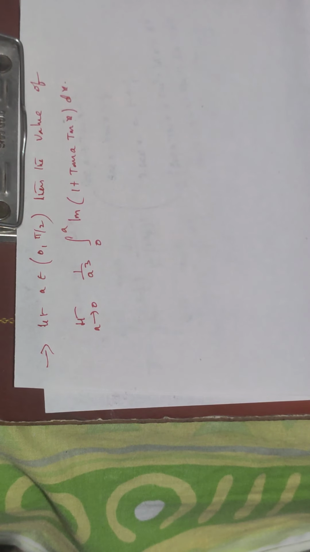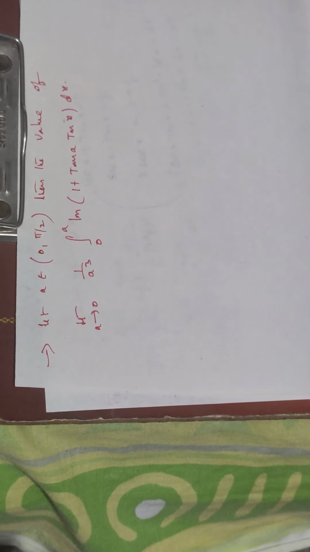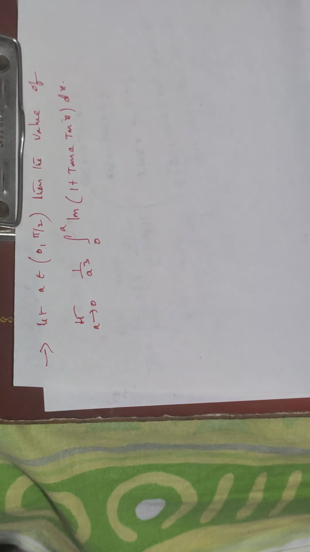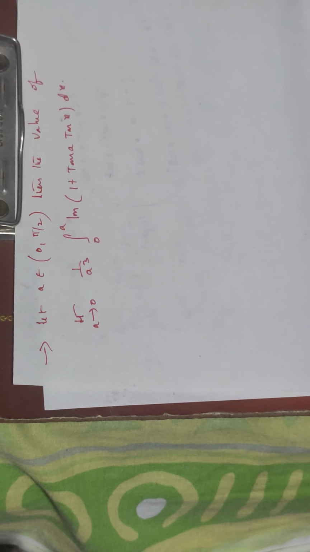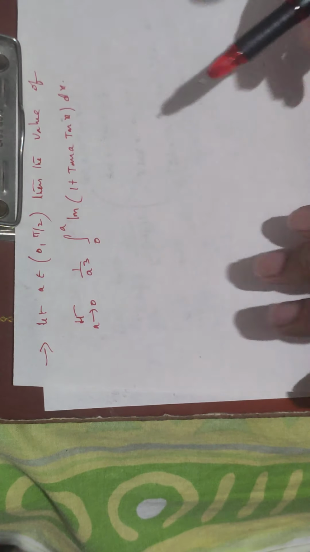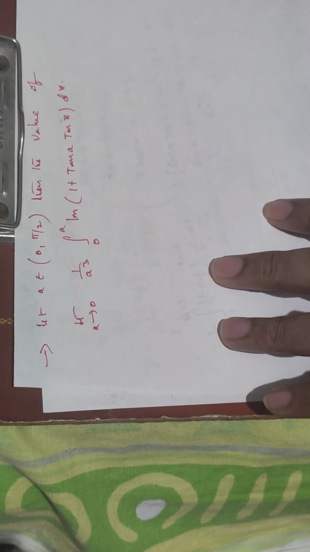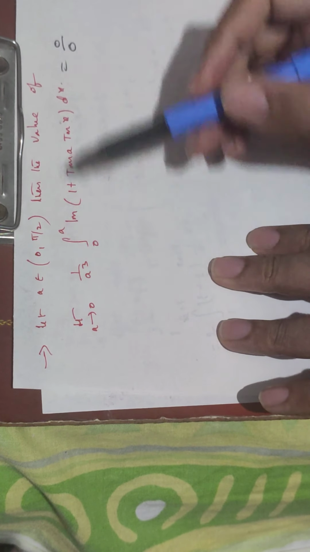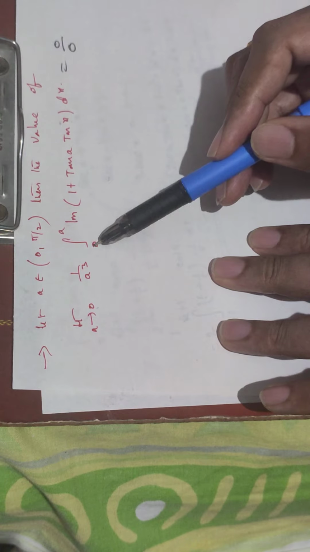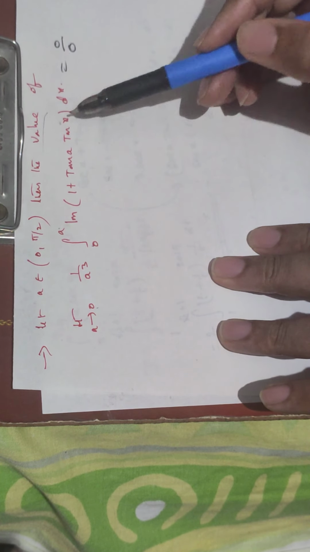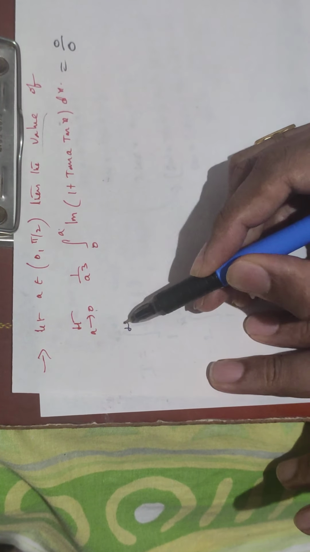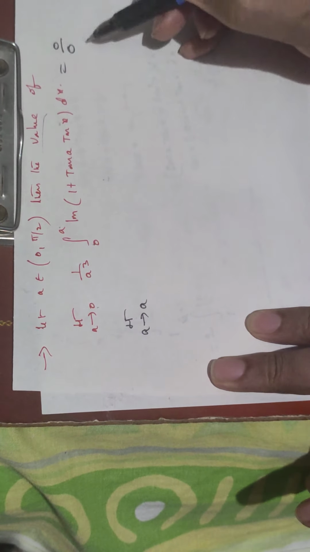it may be a laborious process. Log of 1 plus tan a into tan x. So it is better to apply the Leibniz theorem, because by observation it will be 0 by 0. As a tends to 0, the limits become 0 to 0. So this value is 0. By a cube is there, 0 by 0 form. So in that case we can apply the L'Hospital rule.